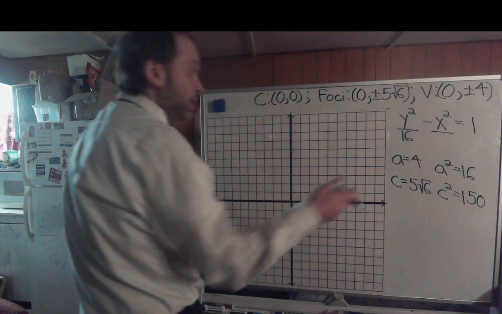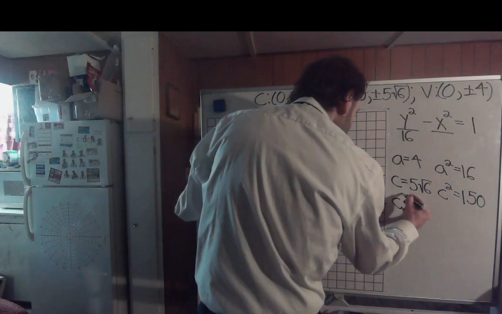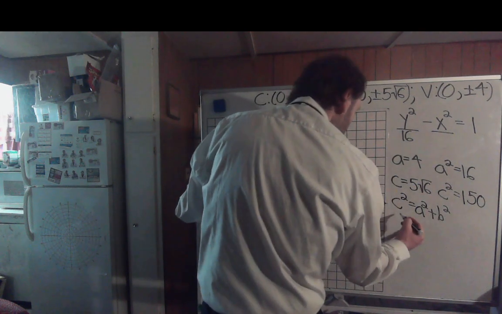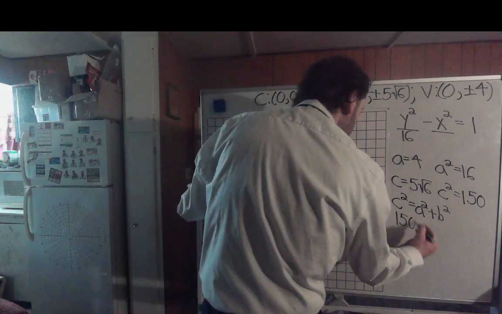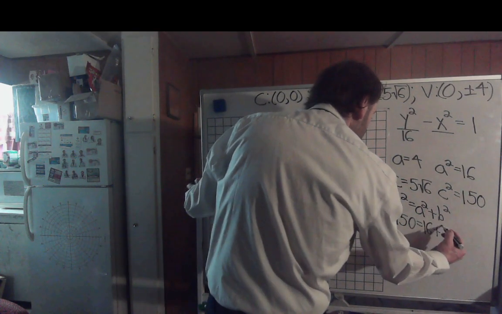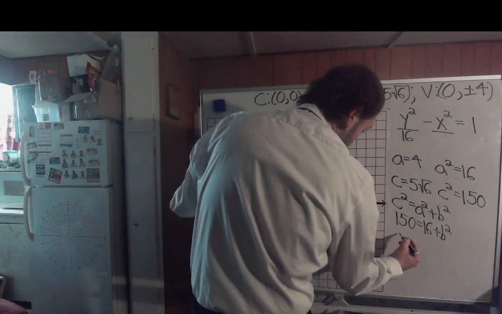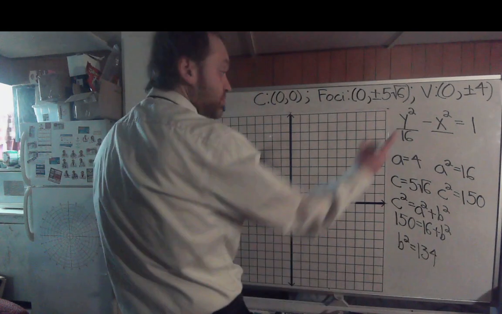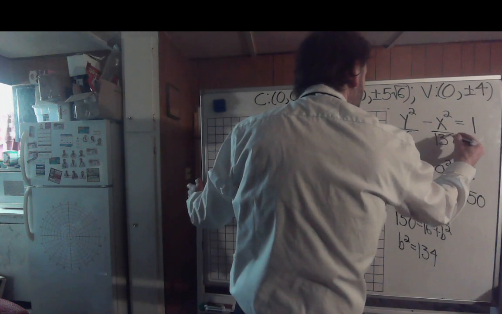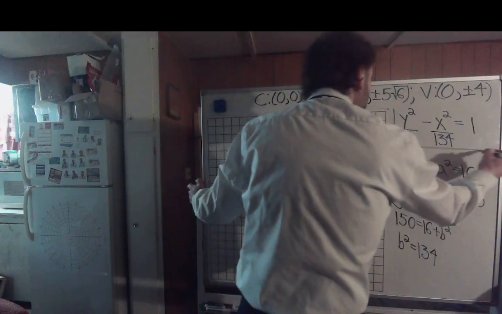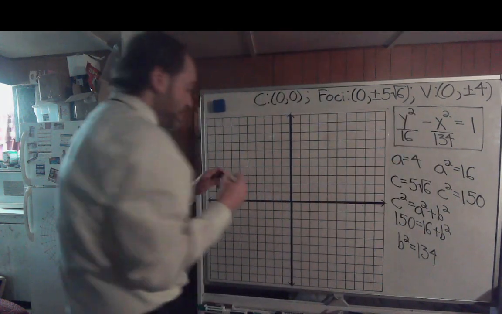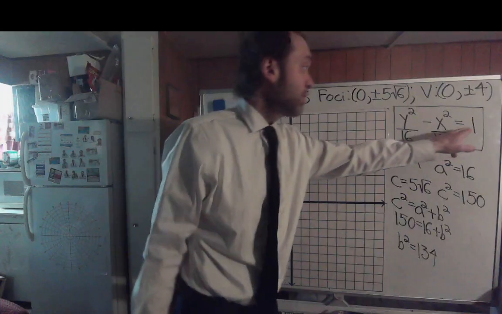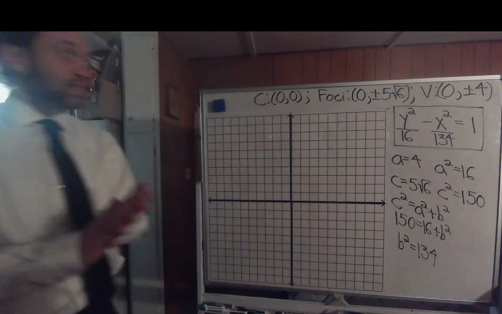Well, we don't know B squared yet, but that's okay. If we take C squared equals A squared plus B squared, this is going to turn into 150 equals 16 plus B squared, which would then have to mean that B squared equals 134. So that 134 would go below the x squared. So the equation you should get for this hyperbola is y squared over 16 minus x squared over 134 equals 1. So that's it for this lesson.